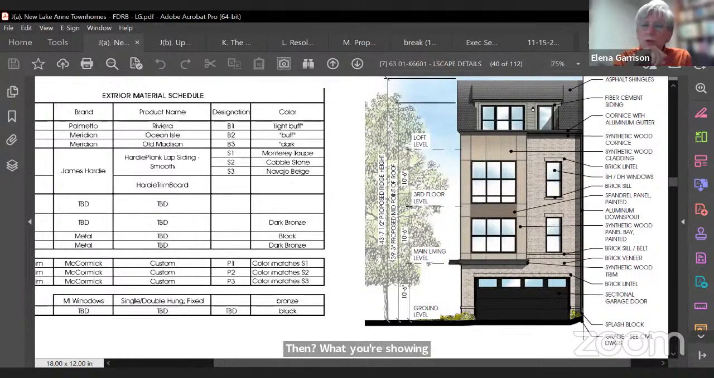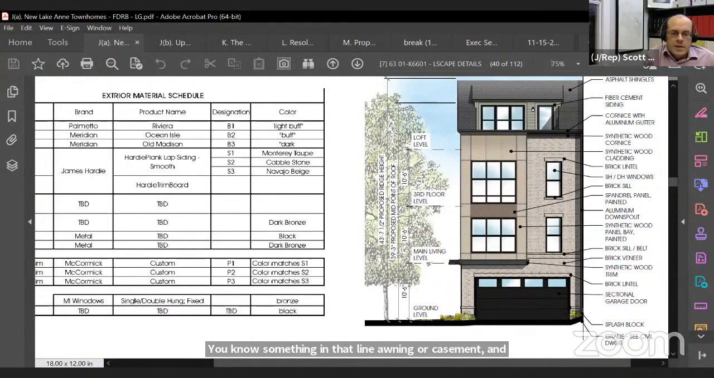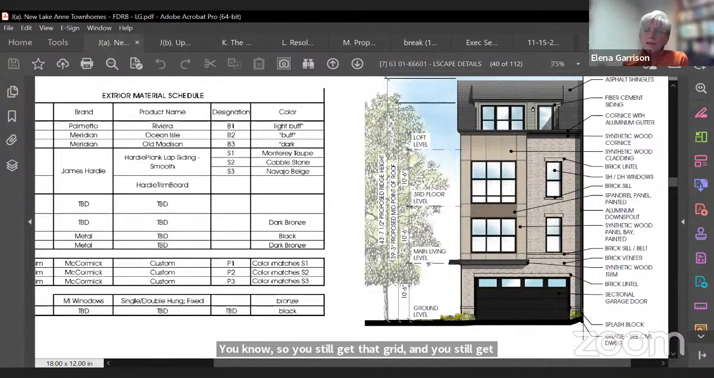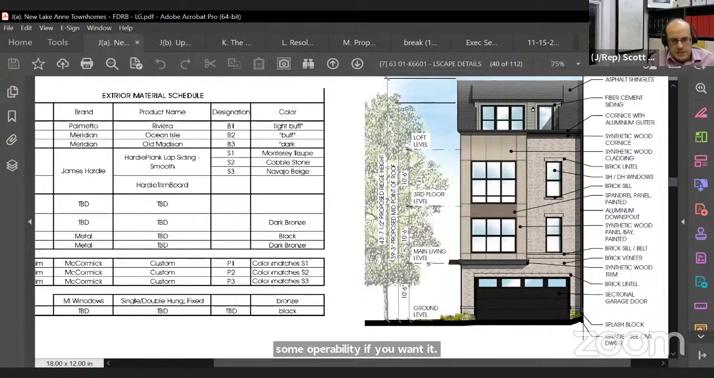I know you're probably trying to limit the types of windows for cost, but if it's not fixed, you could certainly make that an awning or casement and have fixed around it, so you still get that grid and you still get some operability if you want it. Now that Michael points it out, we can take a look at that and be a little more specific on how this goes together.